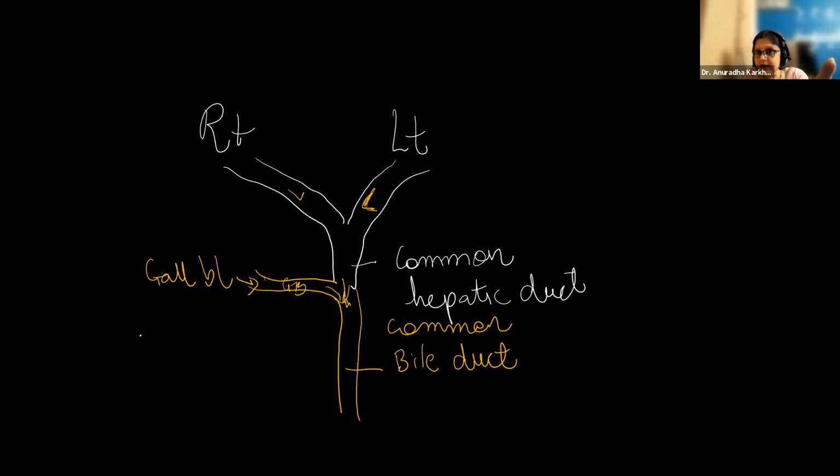So what is the common hepatic duct and what is the common bile duct? Students are always confused about this and mark wrong answers. I don't want any of my students to go wrong. I'm making this very clear. Common hepatic duct will have only liver secretions. This is going to be your cystic duct. The name of this duct is cystic duct.